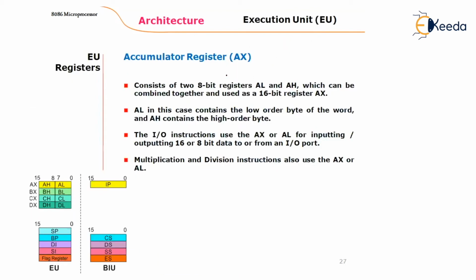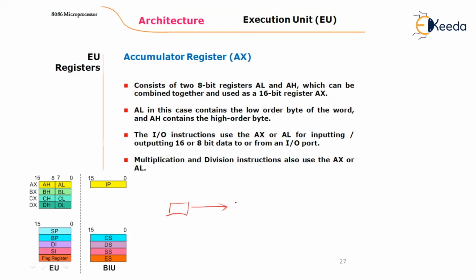Accumulator register. Let us start talking about the accumulator register. It consists of 2 8-bit registers, AL and AH, as I already told you, which can be combined together and used as a 16-bit register. AL in this case contains the lower order byte of the word and AH contains the higher order byte. The IO instructions use AH or AL for inputting and outputting 16 or 8-bit data to or from the IO port. Let us understand that: from a keyboard, a character has been typed.